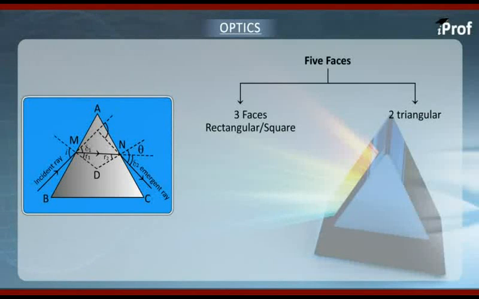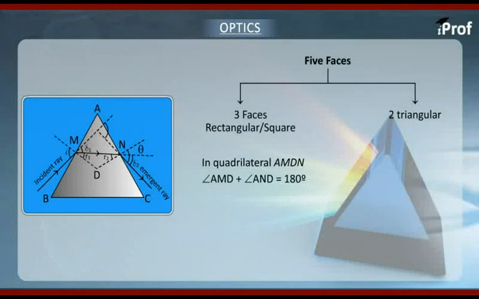We are denoting it by A. Now, if we look at the entire situation, we find that in quadrilateral AMDN, angle AMD plus angle AND is 180 degrees. Now, that means AMDN is a cyclic quadrilateral.